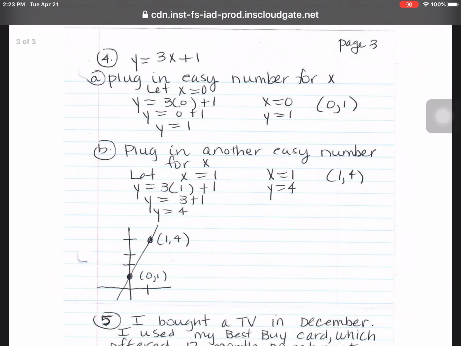The next easiest number to plug in is x equals 1. We can plug in anything because these are lines and they go on forever. Replace 3x with 3 times 1. 3 times 1 is 3, plus 1 is 4. So when you put x equals 1, you get y equals 4. So this is the point 1, 4. The point 0, 1 means go over 0 and up 1. The point 1, 4 means go right 1 and up 4 spaces. Draw your dots and connect the dots.